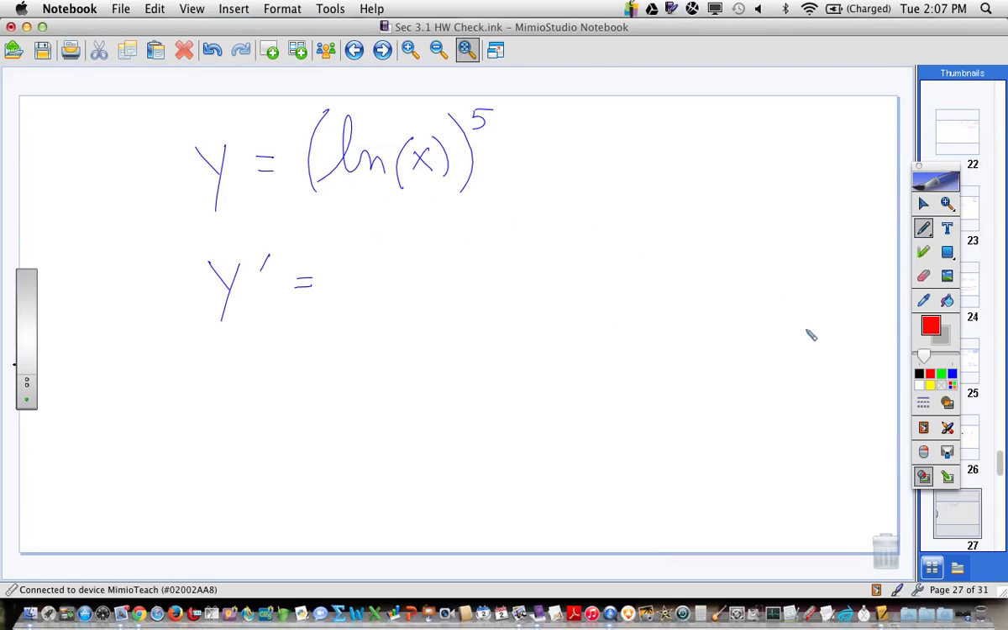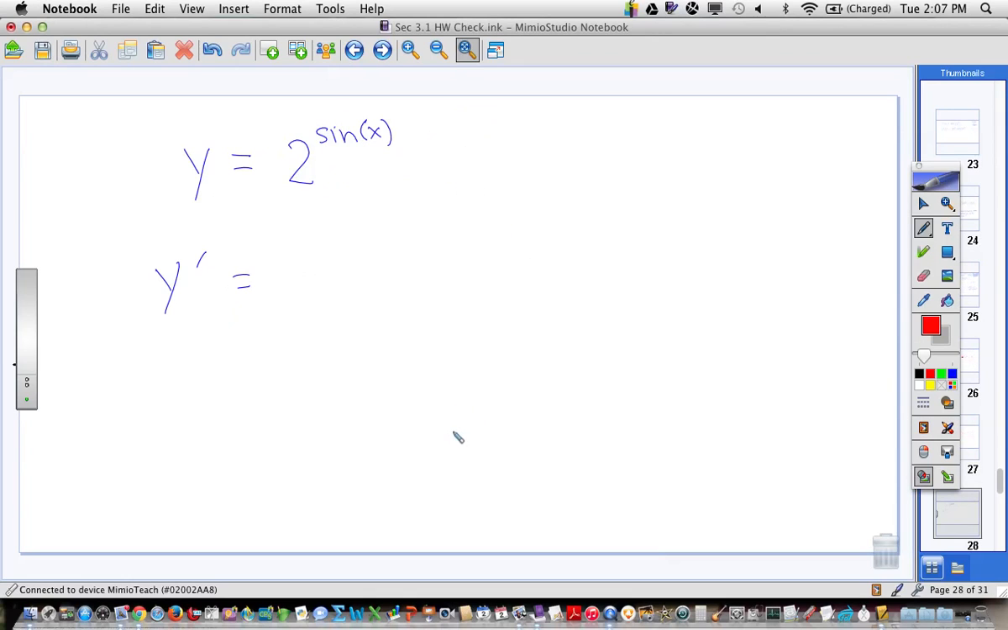All right, let's not do this one. This is just another power on the outside, so we don't have to think too much about that. Let's do this one. We have about 5-6 minutes left here. So let's try this one.